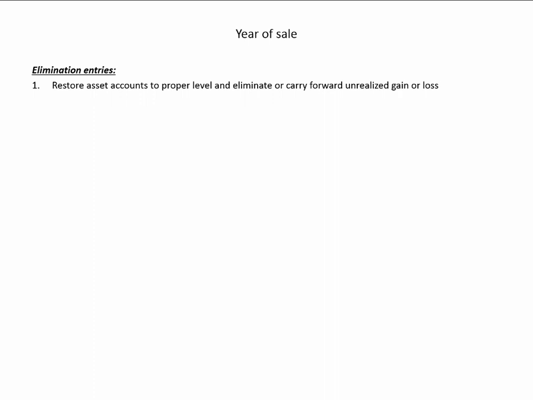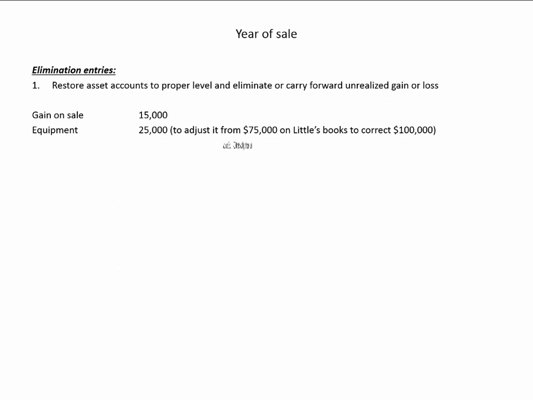So for the elimination entries, again, we're going to restore the accounts to their proper level and eliminate or carry forward the unrealized gain or loss. So again, we have to eliminate that gain on sale. We need to restore the equipment account to its true historical cost. Again, the true historical cost is $100,000. That equipment is now sitting on Little's balance sheet at $75,000. So basically, we have to boost the equipment by $25,000 to get it back to its true cost.